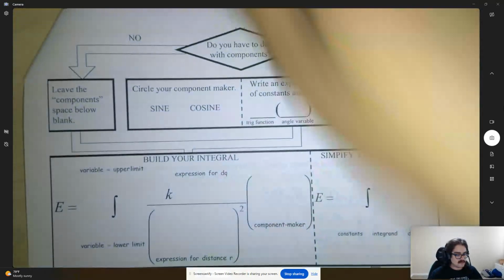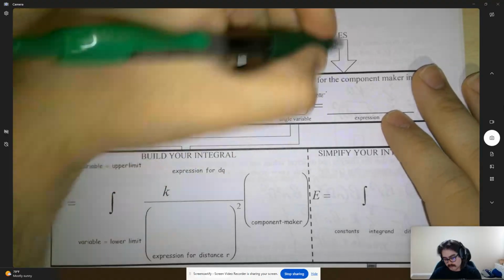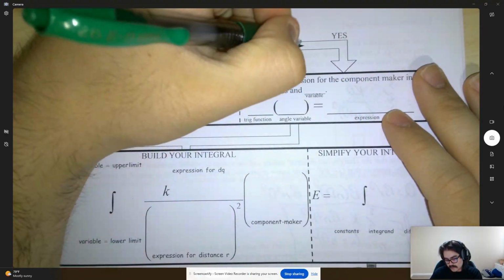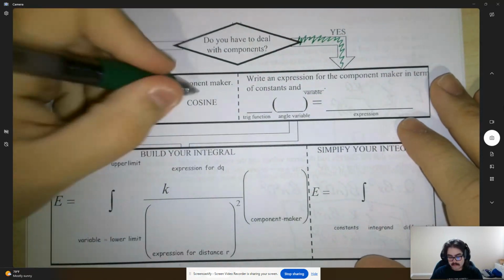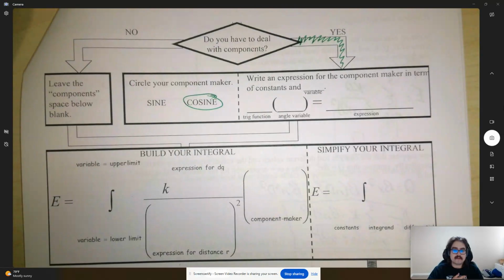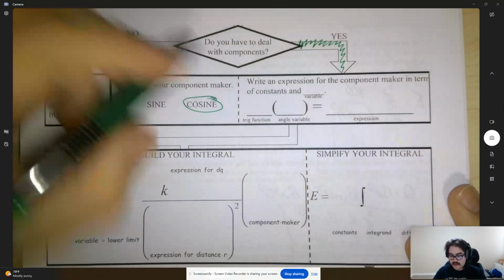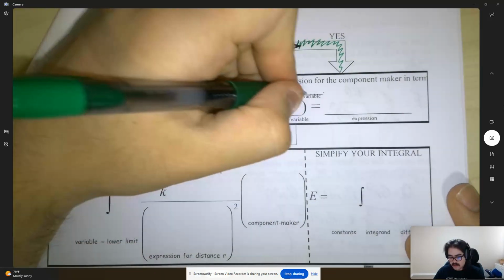Do we have to deal with components? Unfortunately, yes, this is a case where we do have to deal with components, which is very sad. But thankfully, there's no y components. We know it's only x components, right? So we have to use cosine. Now, an expression for the component in terms of constants and y.